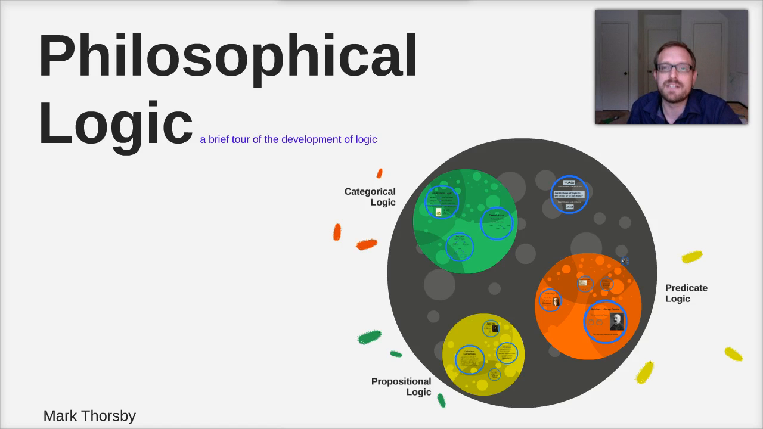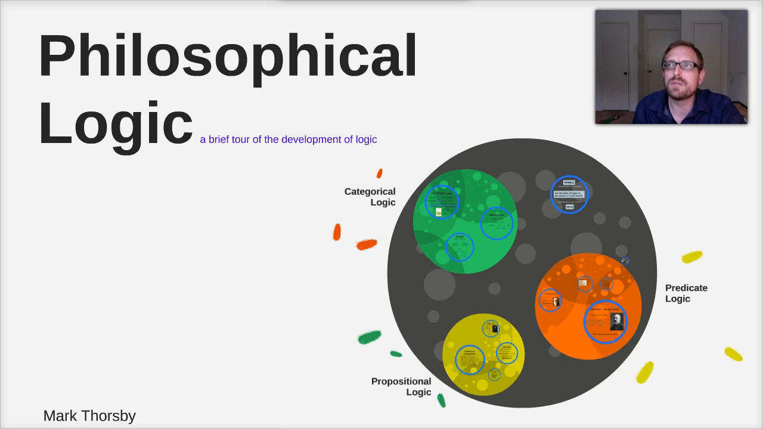And keep in mind, each one of these has its own name that could be different. Categorical logic, what we've been calling categorical logic, is also well known as syllogistic logic. Propositional logic is also known as sentential logic. And predicate logic, which is what we're going to be learning about next here, is also referred to as first order logic. So these all have different names, but each of these systems constitutes a major development within logic overall.